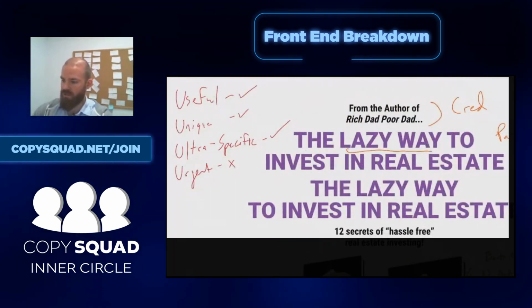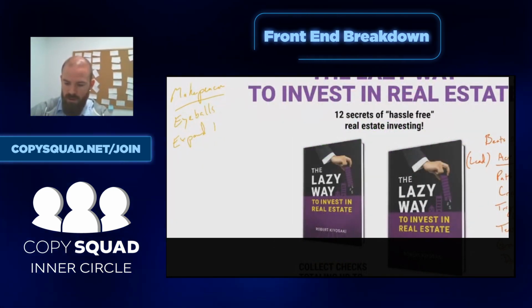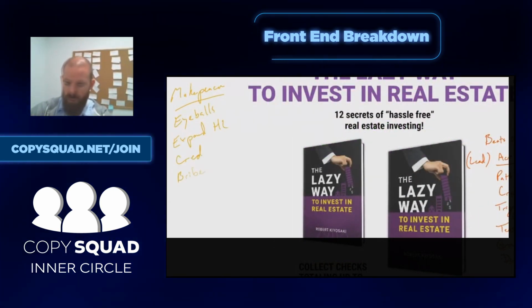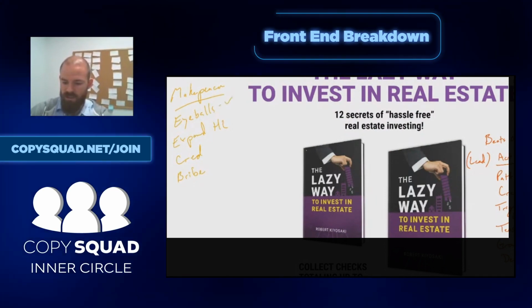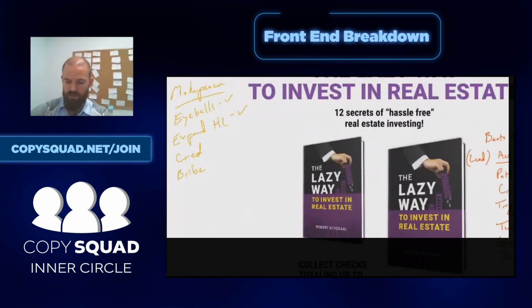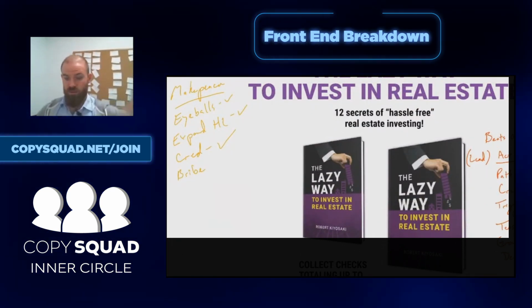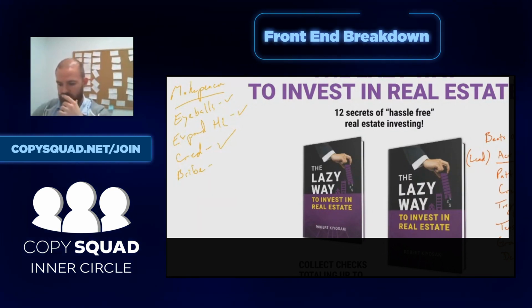Do I have room for the Clayton Makepeace checklist? So grab eyeballs, expand headline, credibility, bribe. Okay, so we grab the eyeballs. It's a lazy way to make a bunch of money. Immediately expands upon the headline down here with the bullets. Does he have cred? Yes, he's the author of Rich Dad Poor Dad, the number one personal finance book in the world. We'll look for the bribe in a second here.